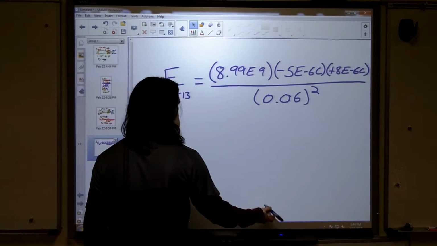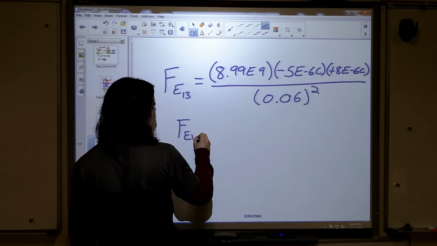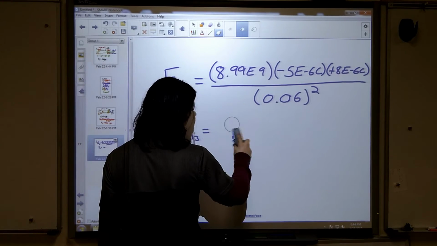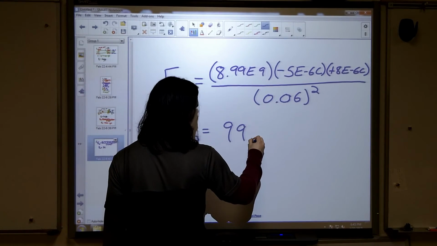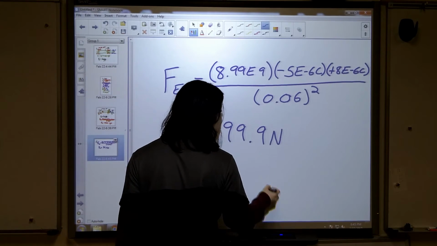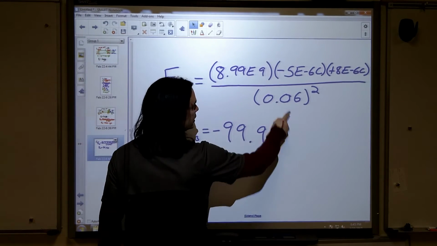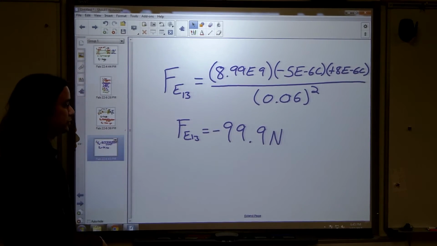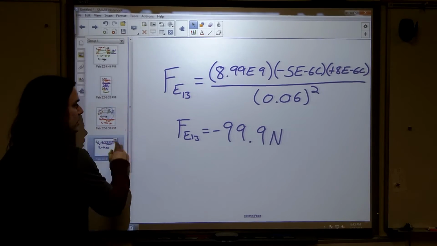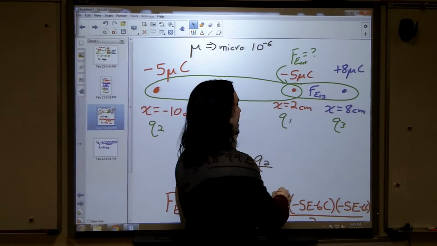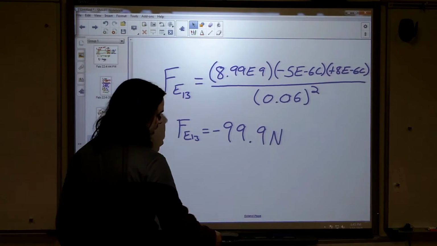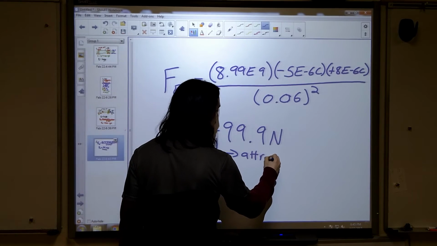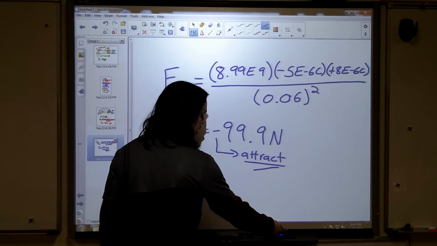When you go through and you solve this, if you're using the right numbers, you should end up with about 99.9 newtons. Except, you're going to have a negative, because I have negative here and a positive. Those two negatives don't cancel out. Numerically, we end up with 99.9. The negative tells us that these two are attracting. It does not actually tell me my direction. The force is not necessarily in the negative direction. All this negative tells me is that they attract.